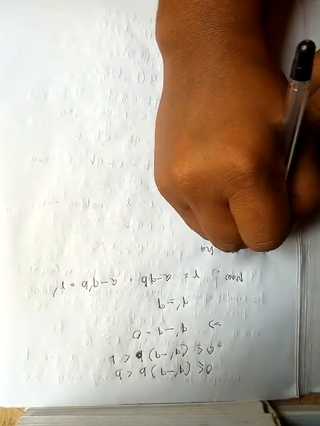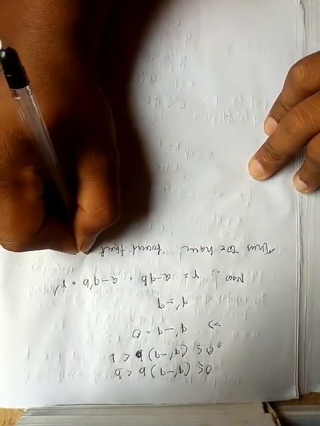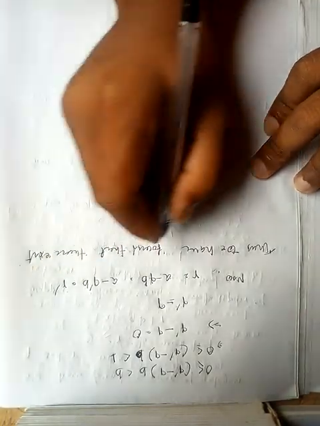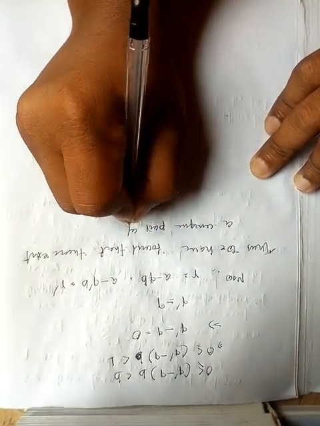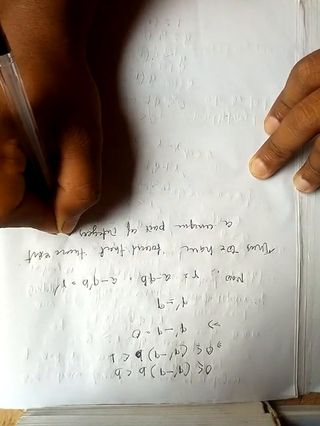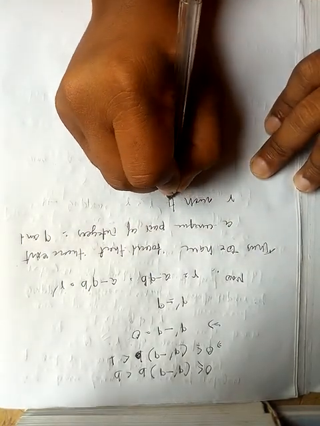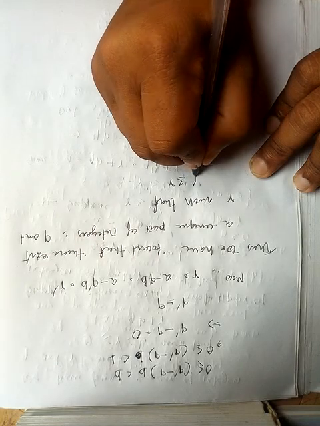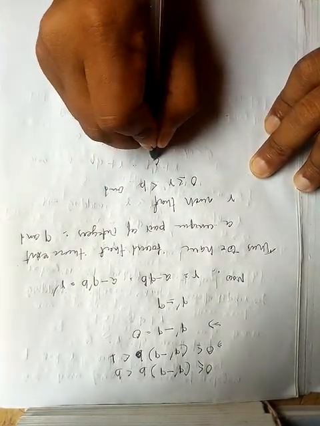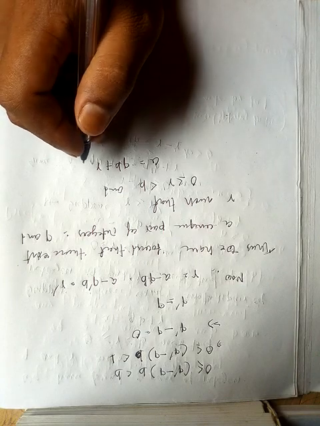So we have thus found that there exists a unique pair of integers Q and R such that R is greater than or equal to 0 and less than B, and A equals QB plus R. So this was the proof, and you have to first remember the outline and then practice it. Okay.